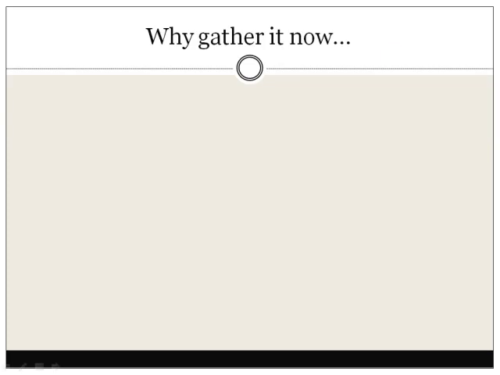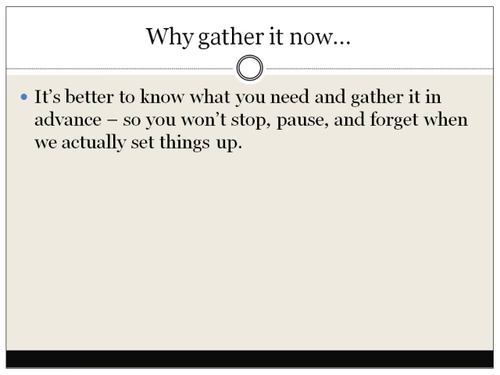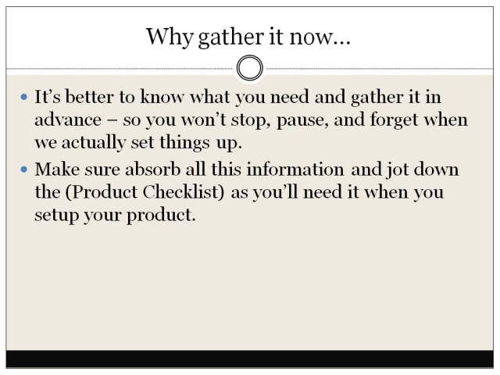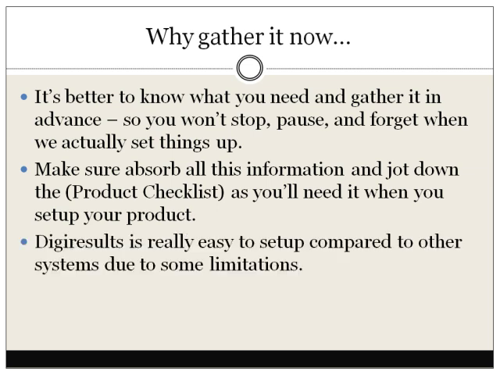So why gather it now rather than later? Well, it's better to know what you need and gather it in advance so you won't have to stop, pause, or forget when you actually set things up. When I begin to set things up, I'm going to move fast, and this should speed the process up, so you should be able to set everything up quickly and easily. So make sure that you absorb all this information and jot down the product checklist slide, as you're going to need this when you set up your product.